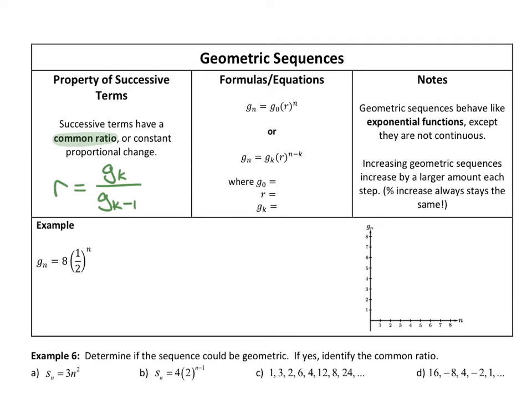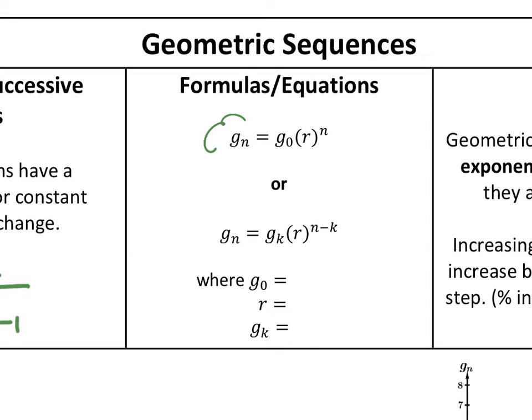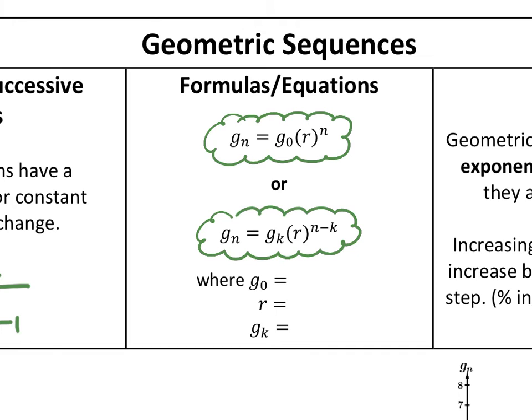Okay, so you did this with arithmetic sequences. To find the difference, you subtracted the second one minus the first one. In this case, we're not subtracting the second minus the first. We're dividing the second by the first. We'll get to what that means in a second. Again, there are two formulas we can use here for our sequences. We have our one where we are provided with the initial value, g sub n equal to g sub 0 times r raised to the n power, or the version where you are not given the initial value, g sub n equal to g sub k times r to the n minus k.